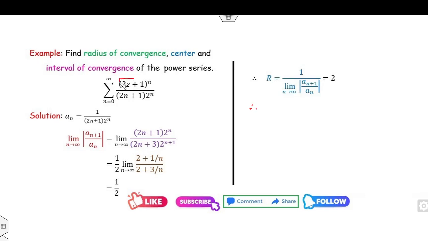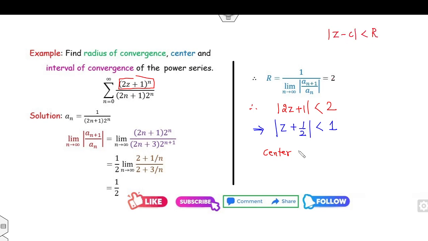Therefore, you can see the inequality is mod of 2z plus 1 less than R. Now clearly the coefficient of z is not 1. So first you can make the coefficient of z equal to 1. So it will be 1. So can you find the center? Always compare with mod of z minus c less than r. What is the value of c? C will be minus half. Always remember this R is not the radius. Radius is found when the coefficient of z is 1, and the interval of convergence is mod of z plus half less than 1.